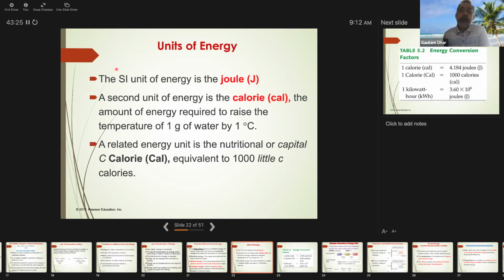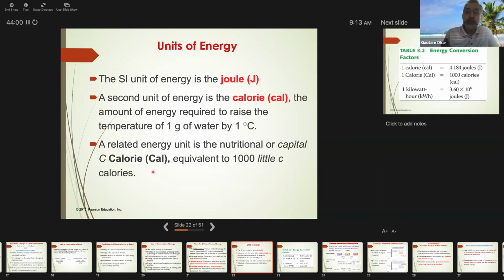Calorie is defined as the amount of energy required to raise the temperature of exactly 1 gram of water by exactly 1 degree centigrade. That's the classical definition of calorie. The SI unit is joule, and there's a relationship between calorie and joule. So 1 calorie is 4.184 joule, and we can use that as a conversion factor.